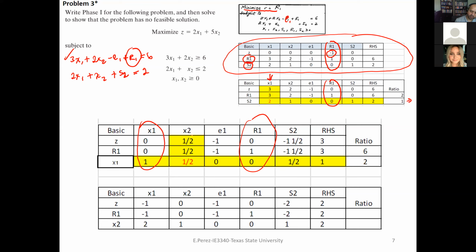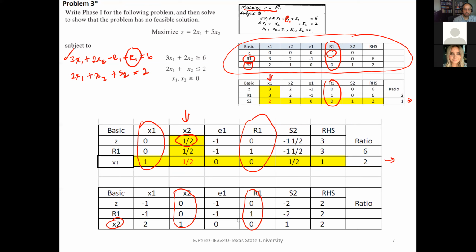We still have a positive coefficient here, 1/2. So we can enter x2. We perform the minimum ratio test, and this one is leaving. So we are entering x2, and x1 is leaving. That's what we have here. And then we have this and this as our basic variables. But at this point, we're done. There's no other positive coefficient in row 0. So we have found the optimal solution for phase one.